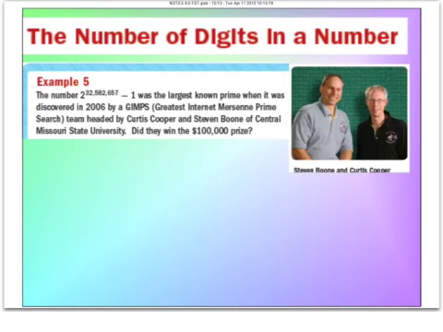Or did they, is the question. So here's the deal. This was the number that they came up with: 2 to this huge power minus 1. They said it was the largest known prime when it was discovered in 2006 by this team right here of these fellows. Did they win this $100,000 prize back in 1999 that this company put out there?